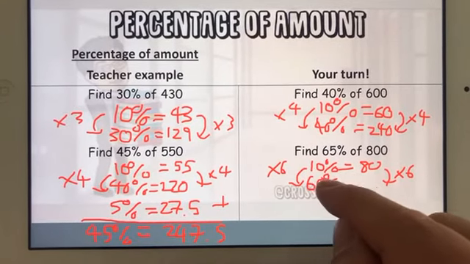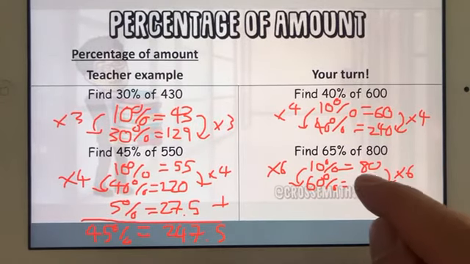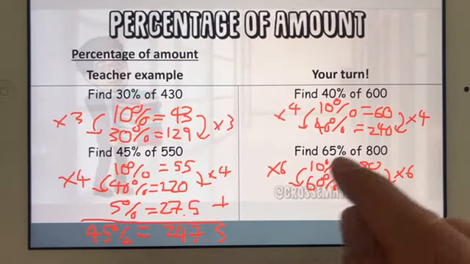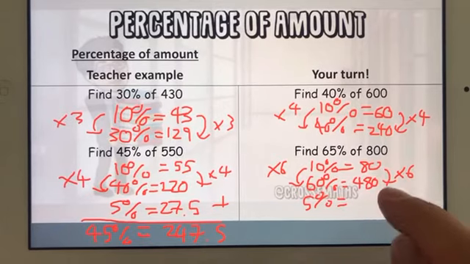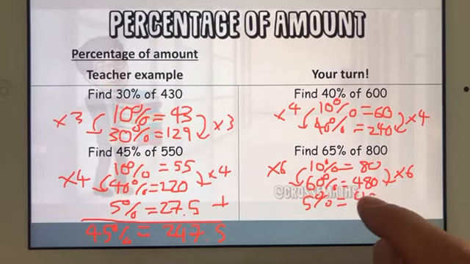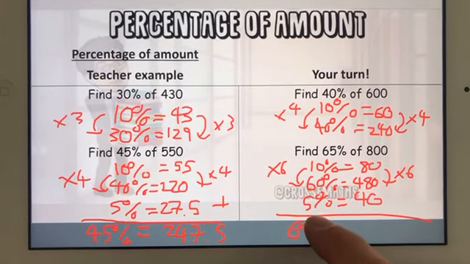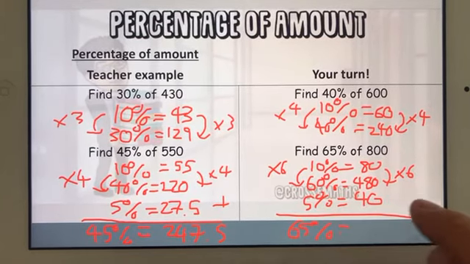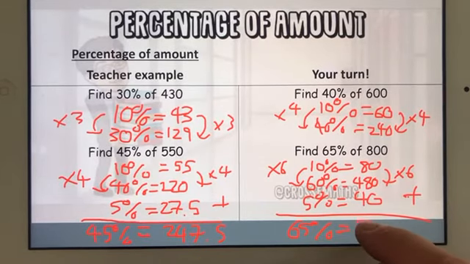60%. 6 times 80, 6 times 8 is 48, so add a 0 on, is 480. And then I need 5%, because I've got 65. 5% is simply half of 10%, so 5% is going to be 40. And then to find 65%, it's got to add them up. 65% is 60 plus 5 is 65, and 480 plus 40 is 520.